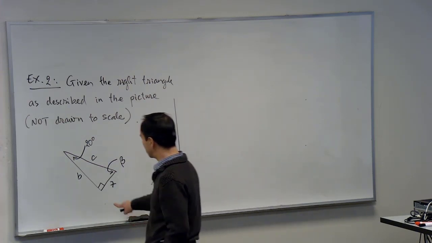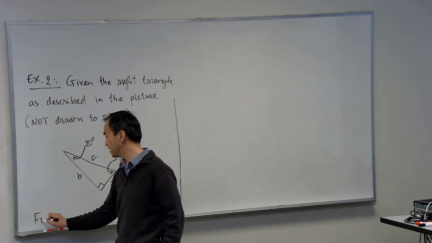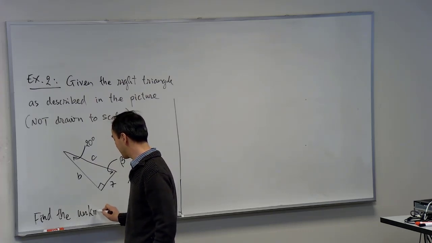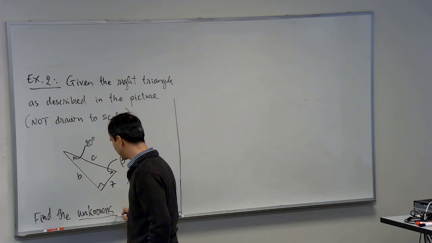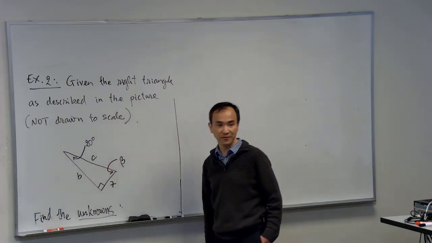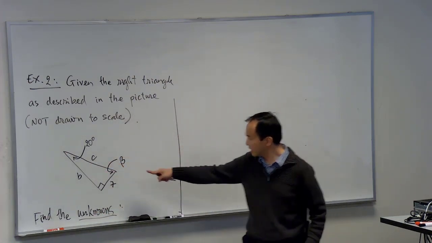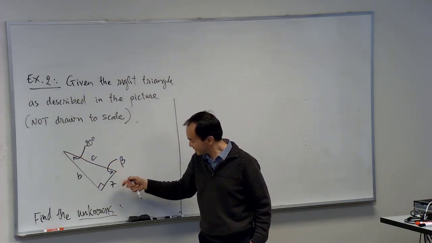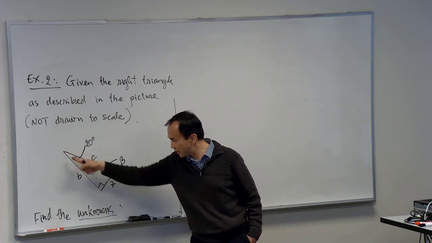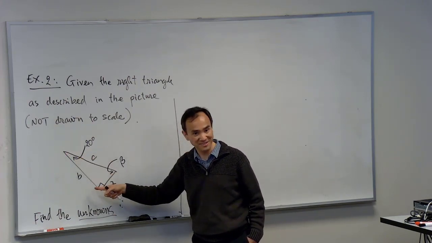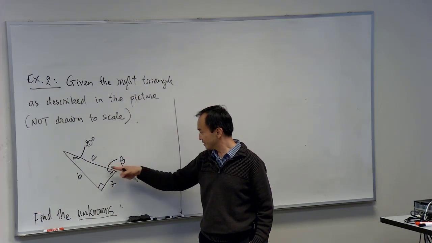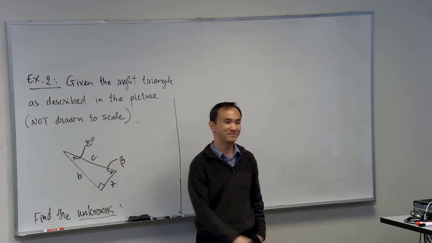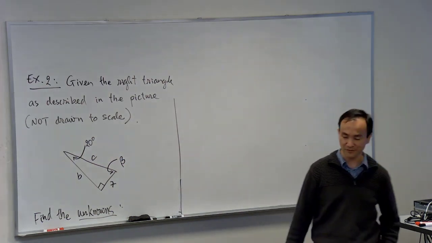Okay? So our instruction for the problem right here: find the unknowns. We got quite a few unknowns here, right? This line right here, the hypotenuse, is unknown. This line right here, one of the two legs, is unknown. And this acute angle that my arrow is pointing to, I call it beta. We've got 3 unknowns in this problem. Let's find them out one by one.